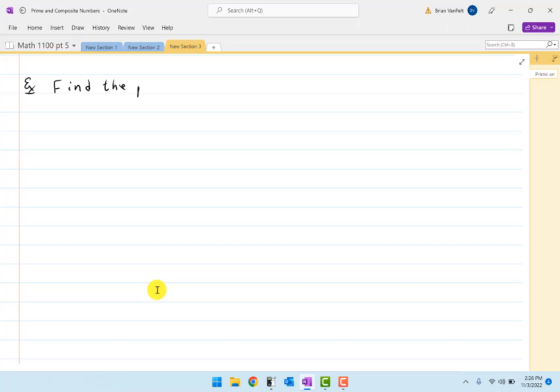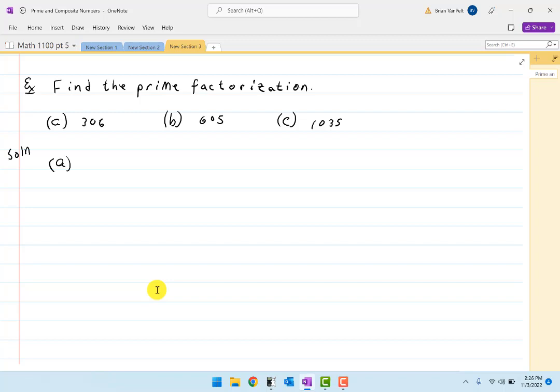Find the prime factorization. A, I have 306. B, I have 605. And C, I have 1035. So we'll start with part A, 306. Take it easy on yourself. Use all those rules that I gave you right before this, the divisibility tests, to help you do this.